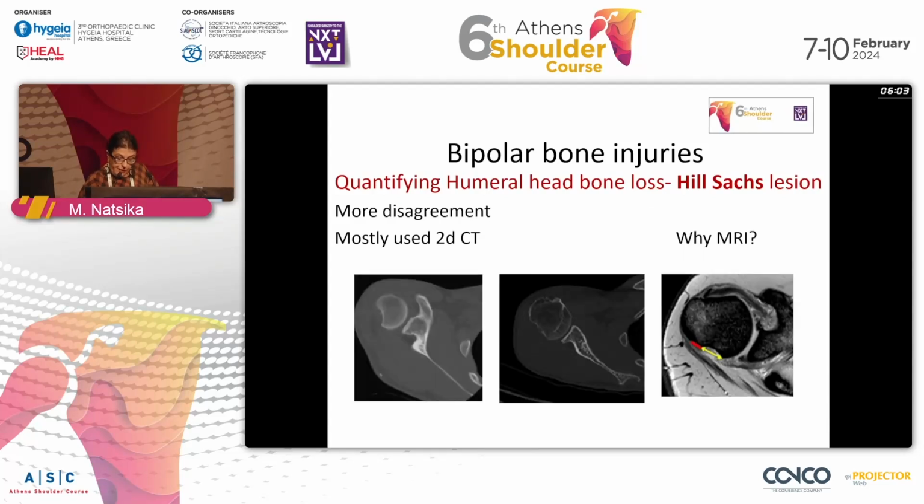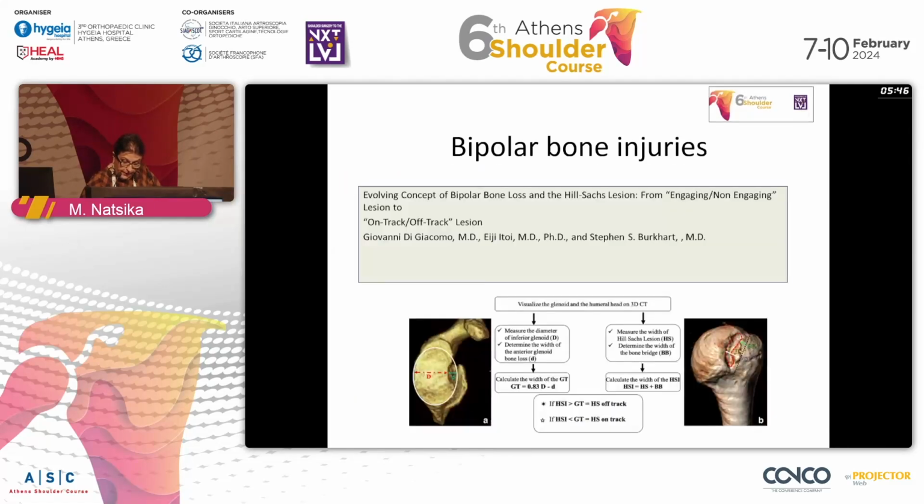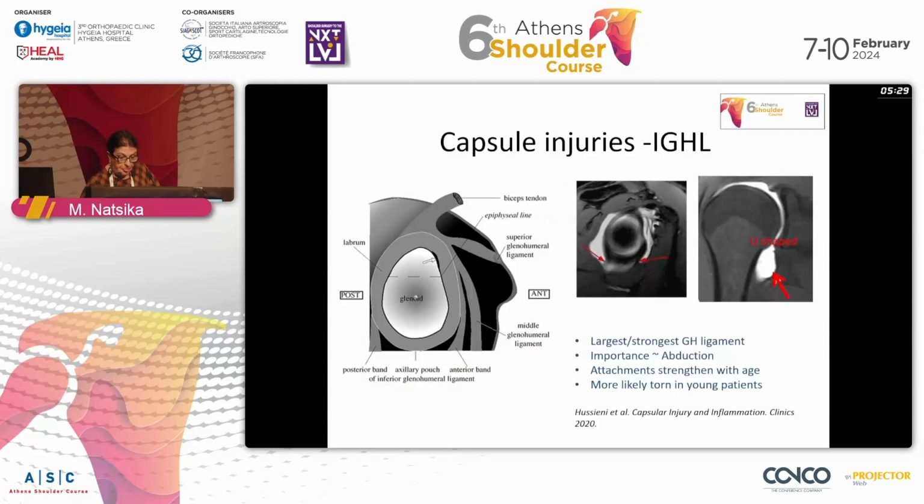So I agree with Professor Giftopoulos from NYU, who has performed a lot of measurements about this lesion. Here are some measurements that we performed during these years with Dr. Adoidogiannakis, and we have written an article about this. So we measure these bipolar losses, and you go further to making the treatment decisions.